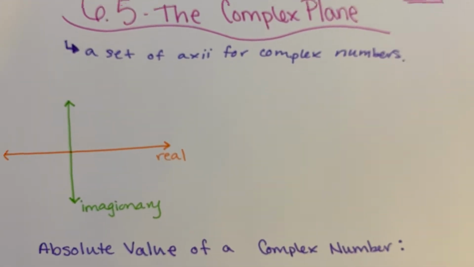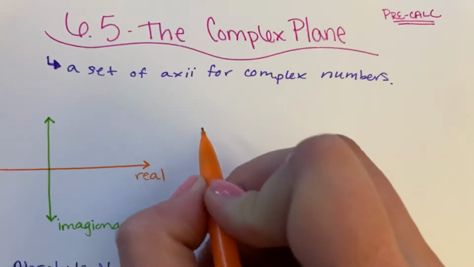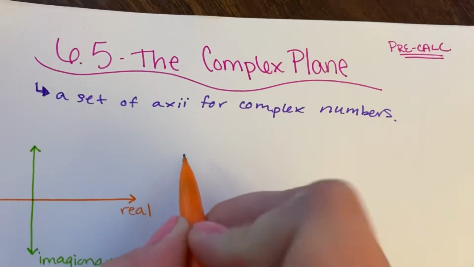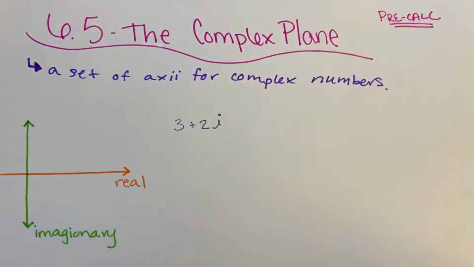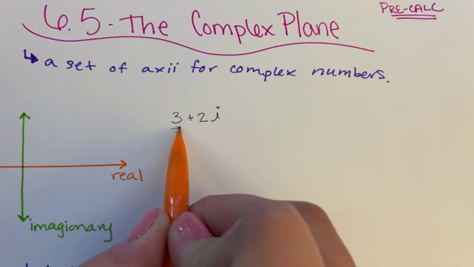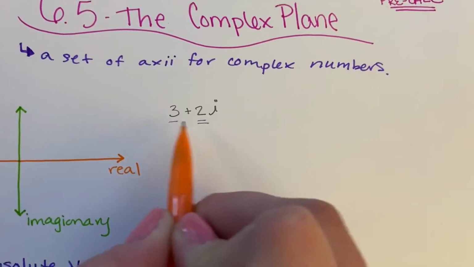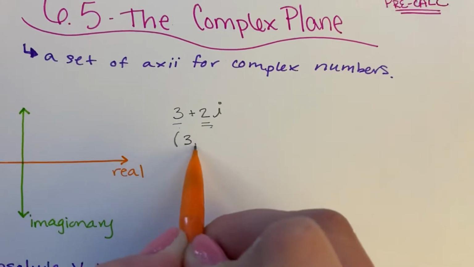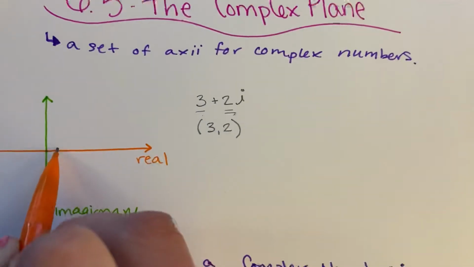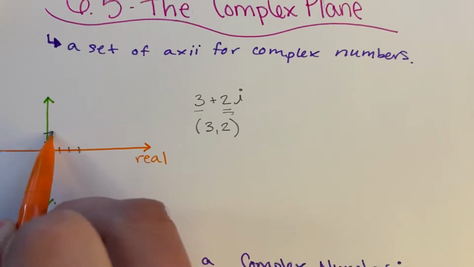So if we were going to plot the complex number, let's say 3 plus 2i, this is the real part and this is the imaginary part. So we're going to go over 3, up 2. Think of it like the point 3, 2. So we're going to go over 3 and up 2.